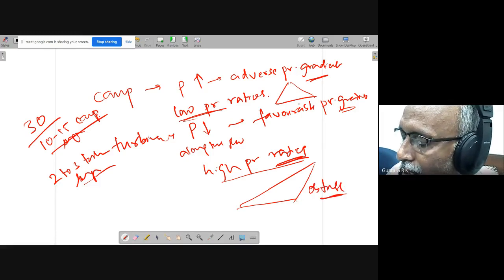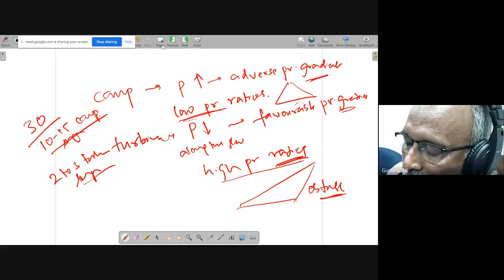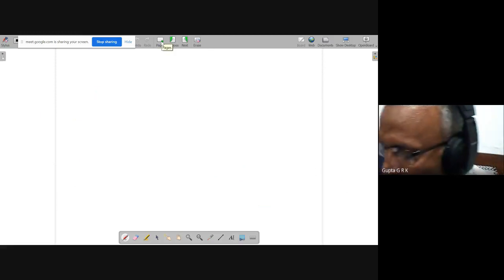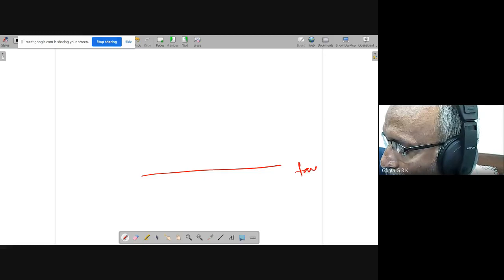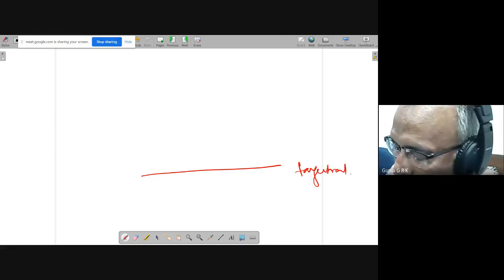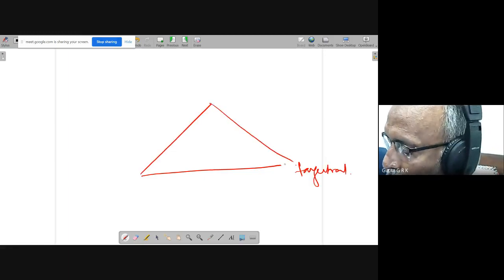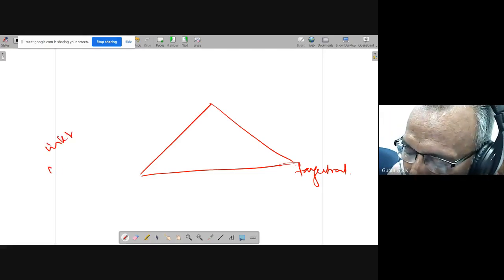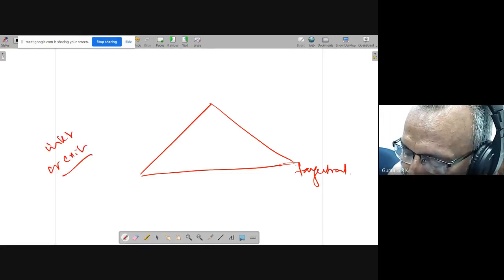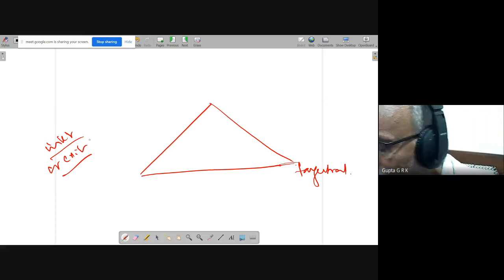Okay, these are the basic things you have to know. Now I will have tangential direction like this, and I will have an acute triangle. This may be inlet or exit, it is left to you. All triangles will be like this only, right?